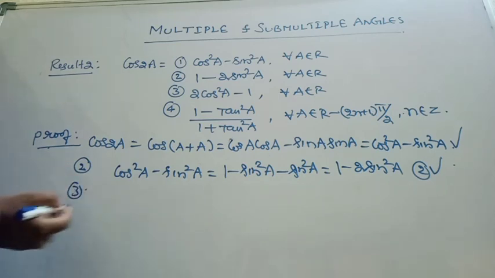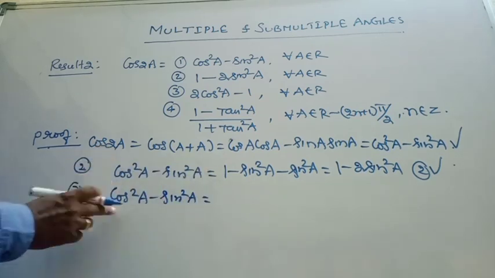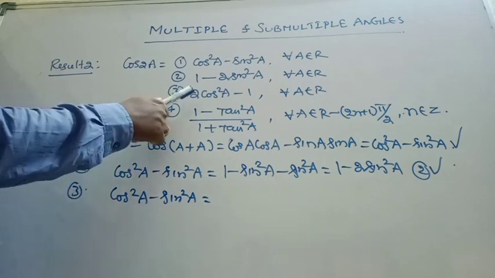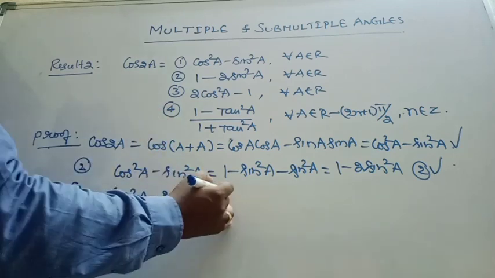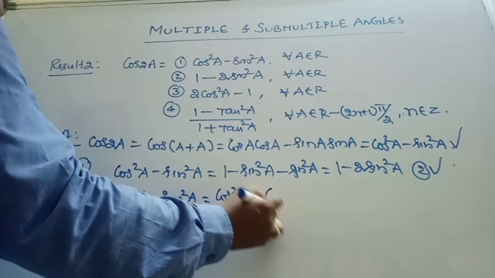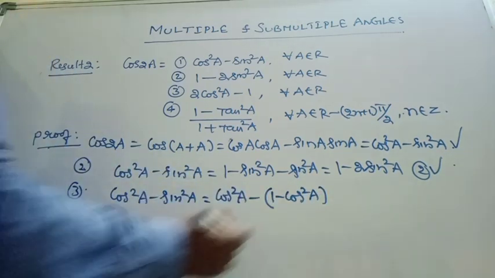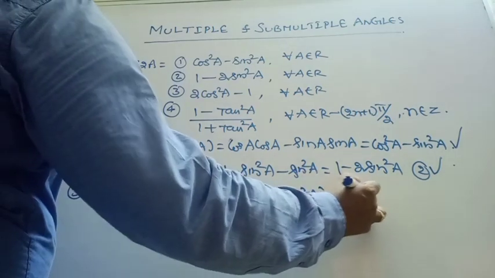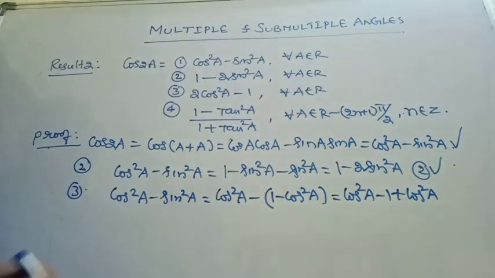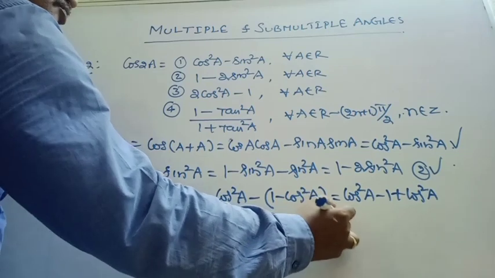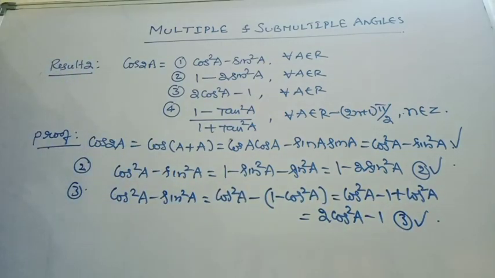Now the third result, see how we are going to get it. My dear students, you please observe. We have got cos 2a means cos square a minus sin square a, but this is not purely in terms of cos a. That's why you convert that purely in terms of cos a. Sin square a becomes 1 minus cos square a. Now this becomes cos square a minus 1 plus cos square a, that means cos square a plus cos square a, which is nothing but 2 cos square a minus 1. See how beautifully we have got the third result.